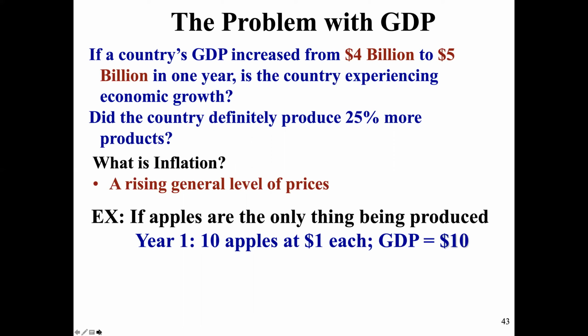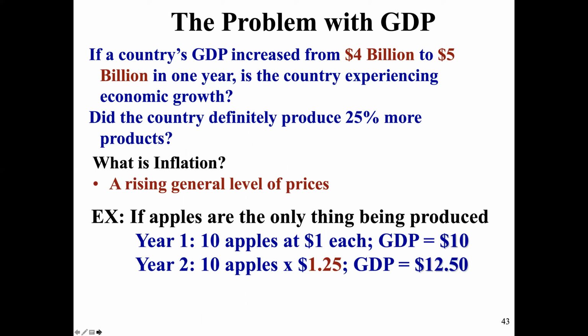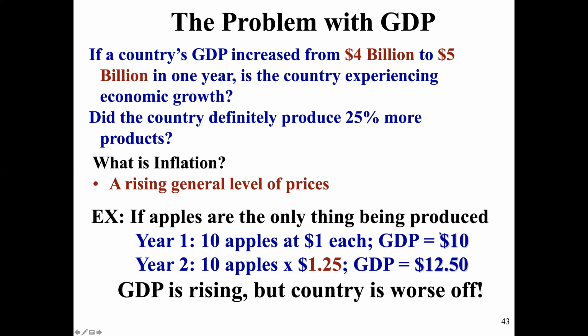Okay, so let's look at a simplified example. If we're looking at a country and the only thing being produced in that country are apples, and in year one we had 10 apples at $1 each, then our GDP for that country would be 10 bucks. Then in year two we also had 10 apples produced, but the price level went up. I'll teach you why that might happen later, but let's just imagine now each of those apples is $1.25. So the total GDP in that country is $12.50. So even though GDP rose, arguably the country is worse off, because if your wage hasn't changed, your standard of living is lower and you can buy fewer apples for your family each year.